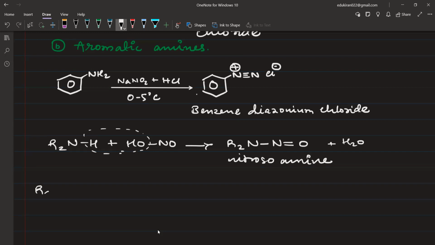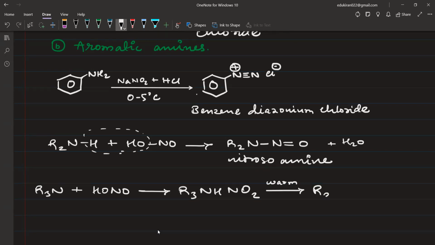If you have R3N, a 3 degree amine, plus HONO, then first of all you will get R3NH+ NO2-. This is basically a very reactive salt. Here this nitrogen has a positive charge and this NO2 has a negative charge overall. But they are going to neutralize each other, and you will write R3NHNO2. Then if you just warm it, you will get R2N singly bonded with N double bond O, the same nitrosamine, plus one molecule of alcohol, ROH. Okay?